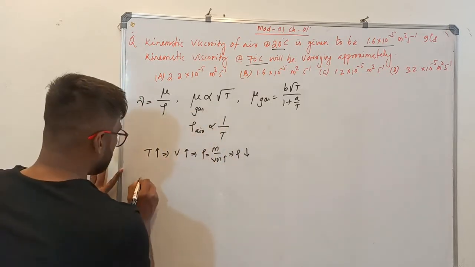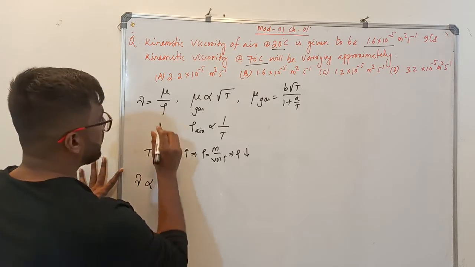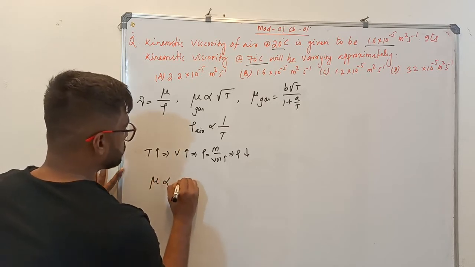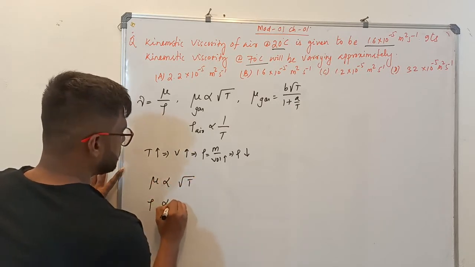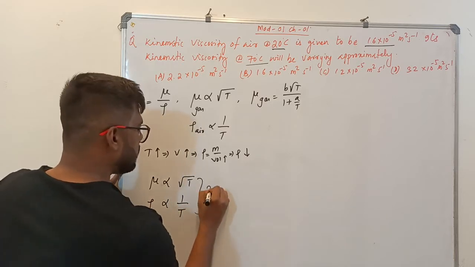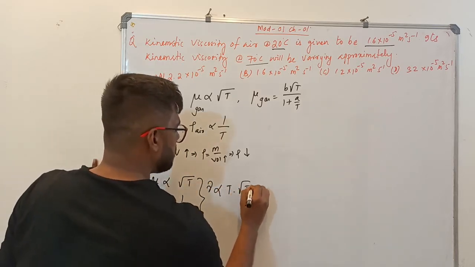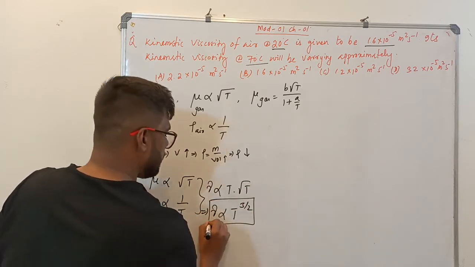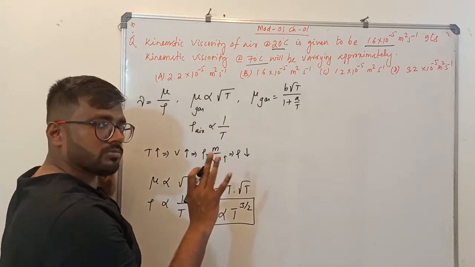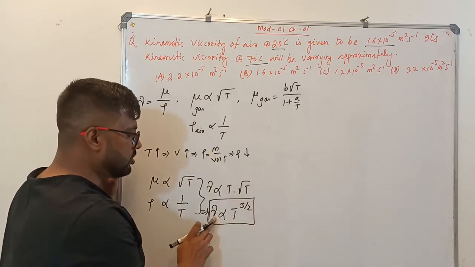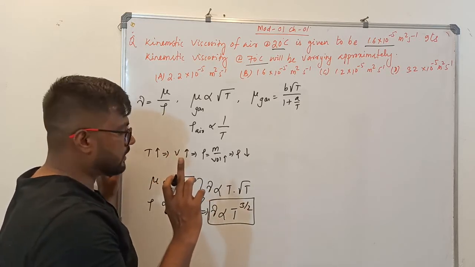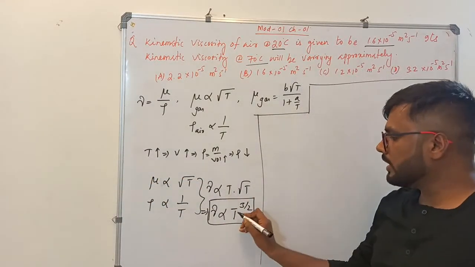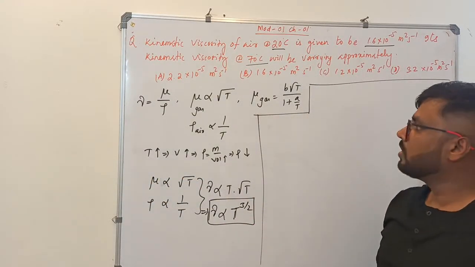So this implies nu, what will happen? Nu is proportional to T, because mu is proportional to square root of T, and density is inversely proportional to T. So combine: nu is proportional to T into root of T. That is, nu is proportional to T to the power 3 by 2. I want to apologize, in one of the slides somewhere, instead of nu I have written mu, in that topic. So please correct that. So nu is proportional to T to the power what? 3 by 2. Now put in the formula.